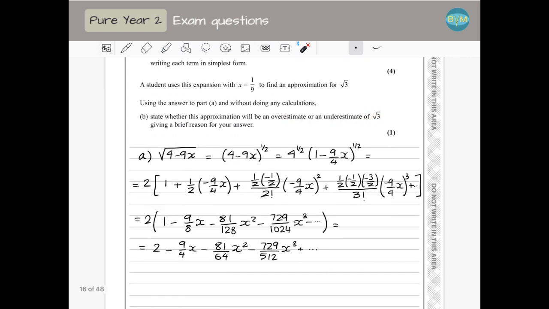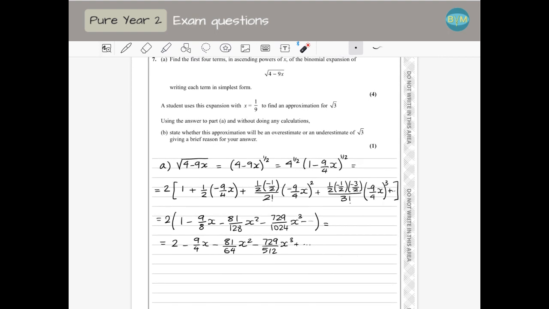What we are doing here is, if we were able to do this expansion and write absolutely all the terms, we would have the real value of root 3. But we are not doing that. We are just using the first 4 terms. So if we use this expression to estimate root 3, we have to think if that would be less or more than the actual value of root 3.